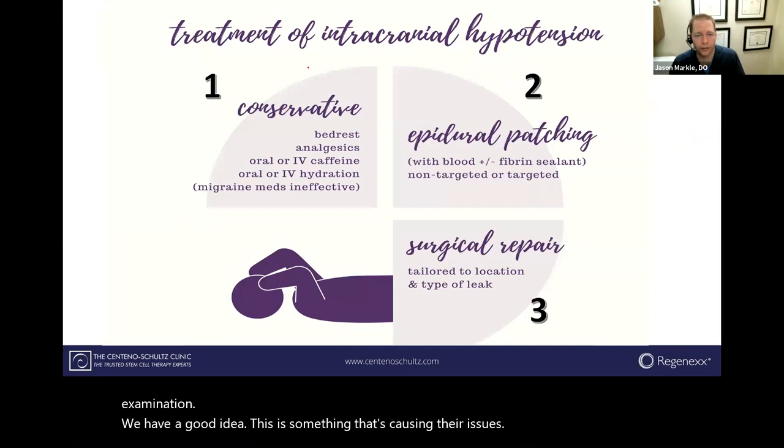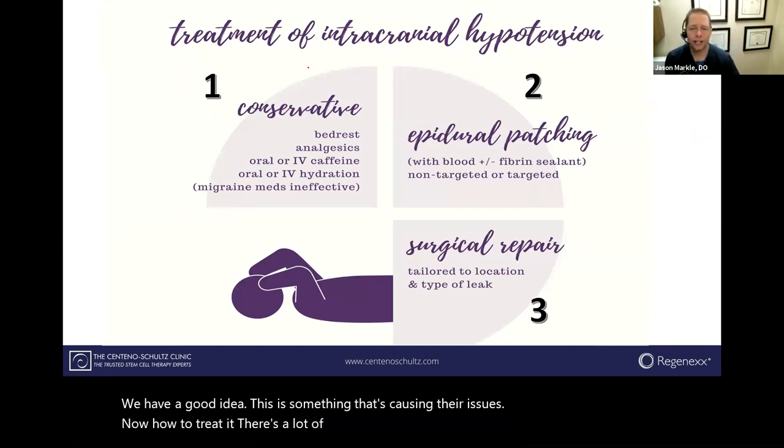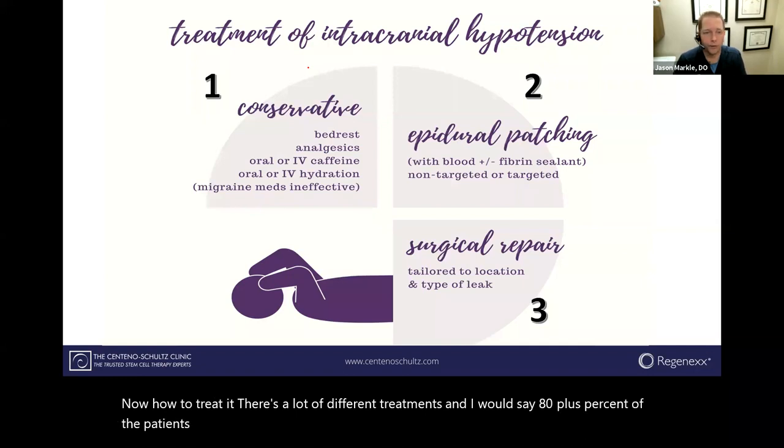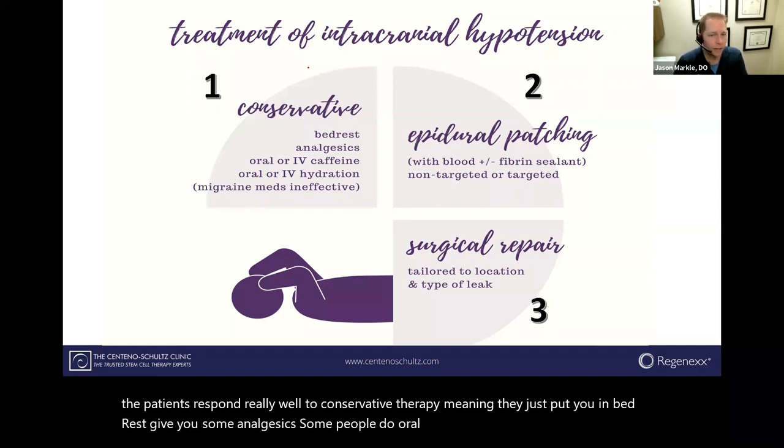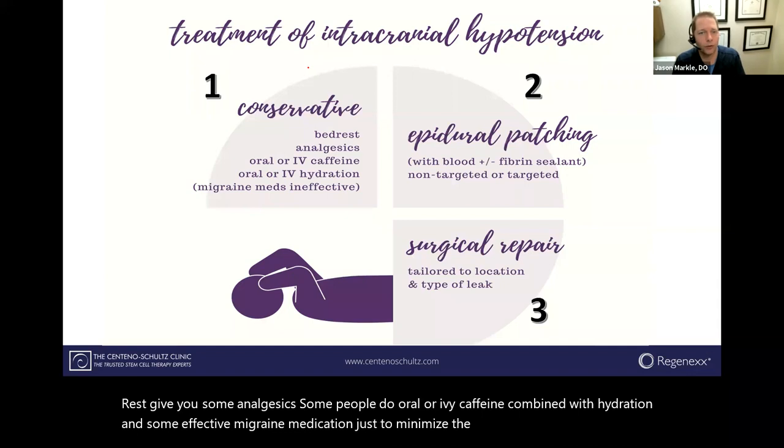How to treat it. There's a lot of different treatments, and I would say 80+% of the patients respond really well to conservative therapy, meaning they just put you in bed rest, give you some analgesics. Some people do oral or IV caffeine combined with hydration and some effective migraine medications just to minimize the pain, and your body sort of heals the hole in the dura over time.